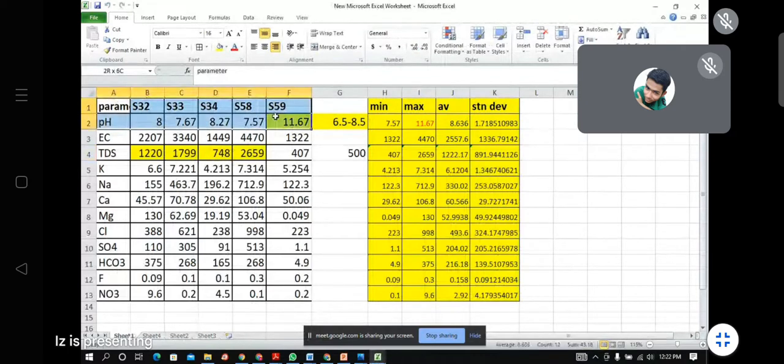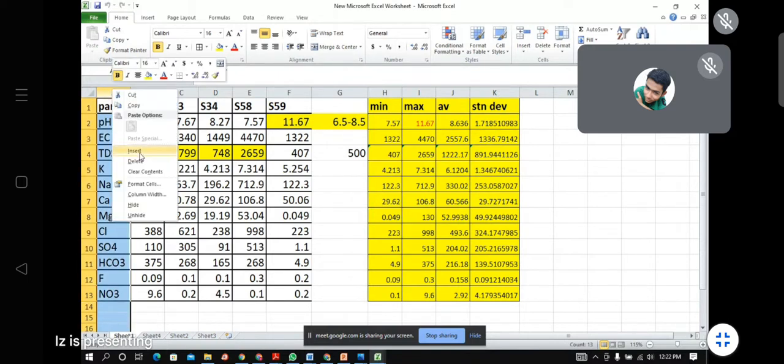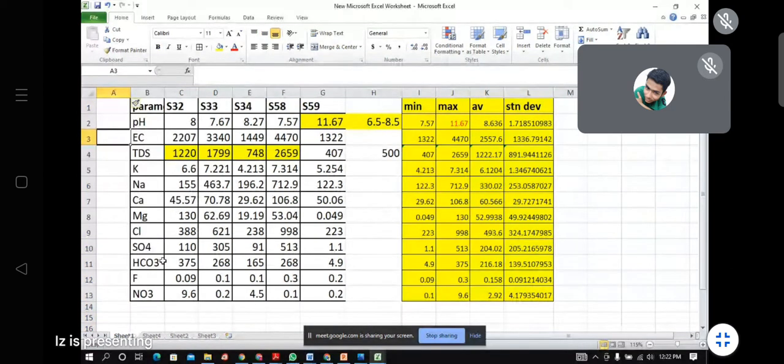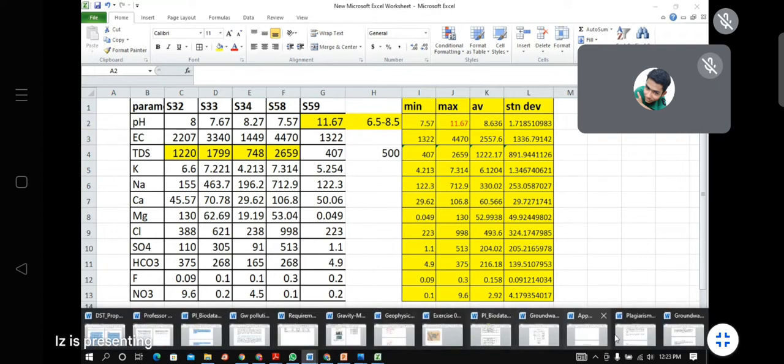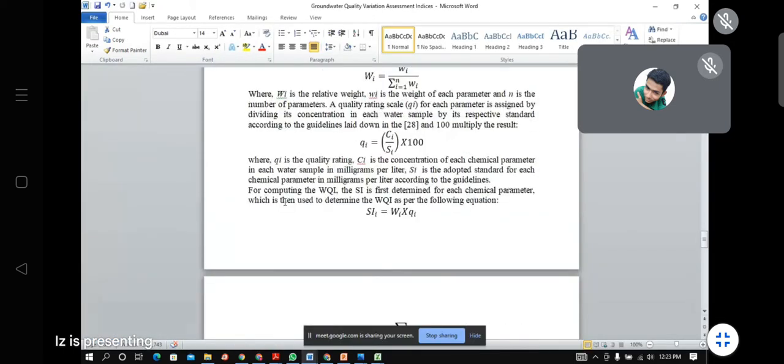For example, these are all the parameters: pH, EC, TDS, K, Na, Ca, Mg, Cl, SO4, bicarbonate, fluoride, nitrate. Now their importance with respect to human health will not be the same. Okay, although assigning weight is a subjective concept, to get more accuracy in our result, we do this. We have this method in which we assign weight to different parameters. Okay. Now after weight, there is a formula actually.